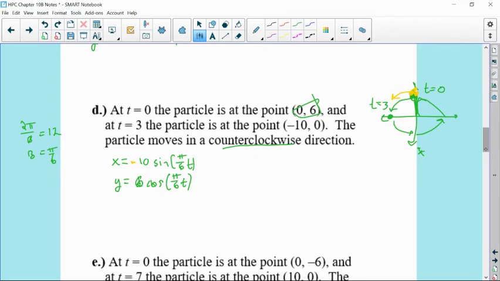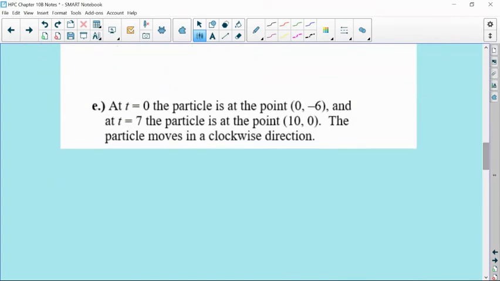Okay, I think there's one more, right? Example E, yeah, okay. So at time equals 0, the particle's at 0, -6. So now we're starting down below. So notice it's the y-axis, and it's negative. So automatically, that tells me that my y value has to have the cosine function, and it needs to start out negative, because I'm starting below the x-axis. Okay, and that means this is going to be 10. Could be positive, could be negative, not sure just yet.